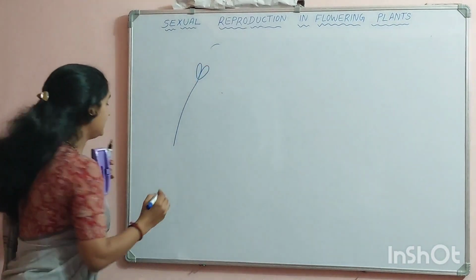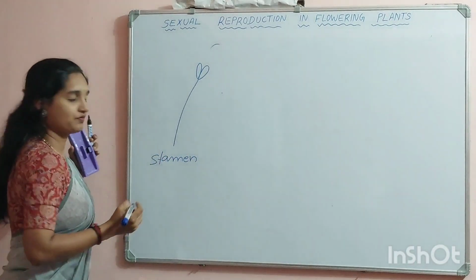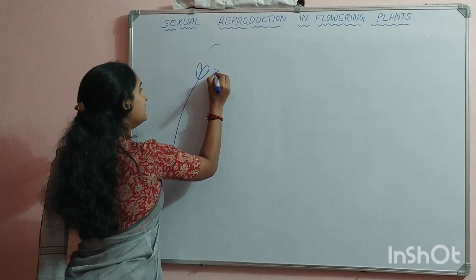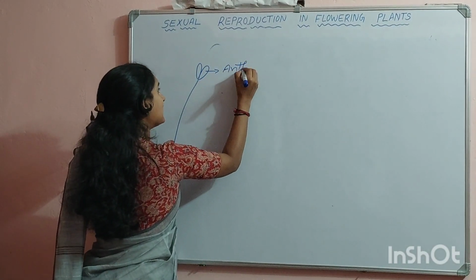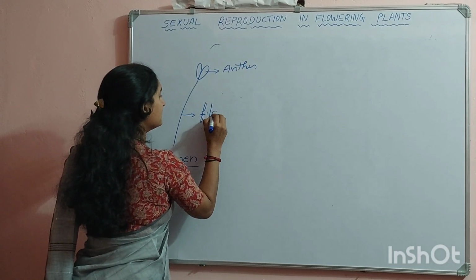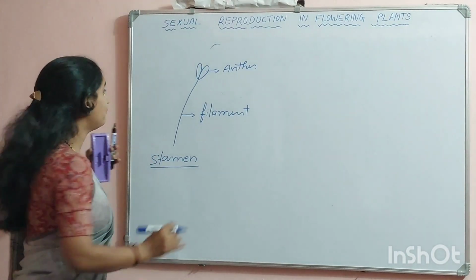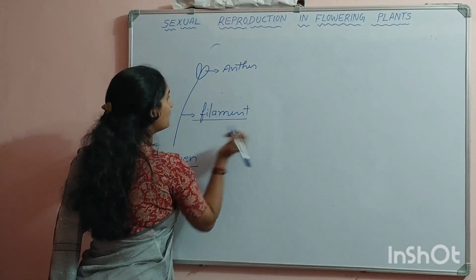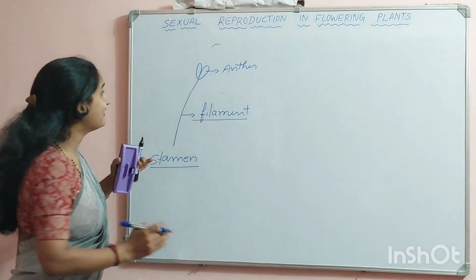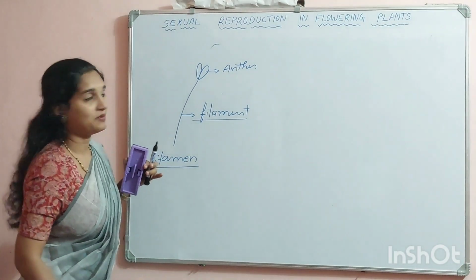Yes, it is called a stamen. This is a single stamen, and the tip part is called the anther, and this is the elongated filament. The long stalk is called the filament, and this bilobed structure is called the anther, and the entire structure is called the stamen.